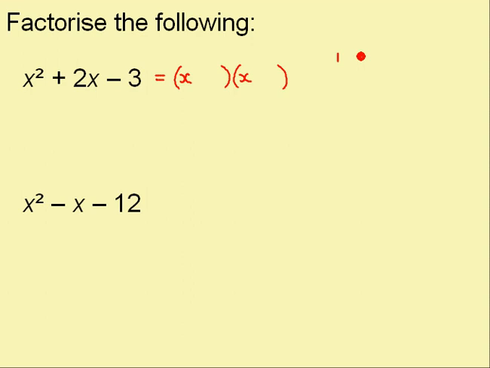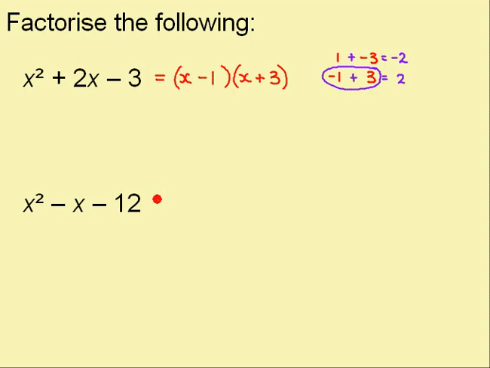So we could have 1 and minus 3, or minus 1 and 3. Now we want the pair that will add up to give us plus 2. If I add these up, I get minus 2. If I add these up, I get plus 2. So this is the pair I'm going to use. So in the first bracket, I'm going to put the minus 1, and in the second bracket, I'm going to put the plus 3. This is the factorised version of this quadratic equation.